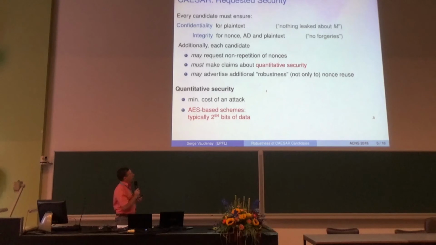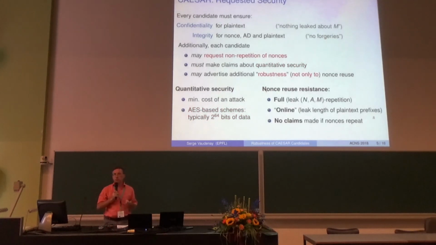Candidates could also assess the robustness of their algorithm. Robustness means what happens if a nonce repeats for whatever reason. We can require that a nonce doesn't repeat, but it's users who will use the algorithm who will decide if the nonce repeats or not. So maybe they can make mistakes, and we have seen in the past that even though it's required that nonces not repeat, nonces do repeat. So the problem is to check what the damages are if a nonce ever repeats.